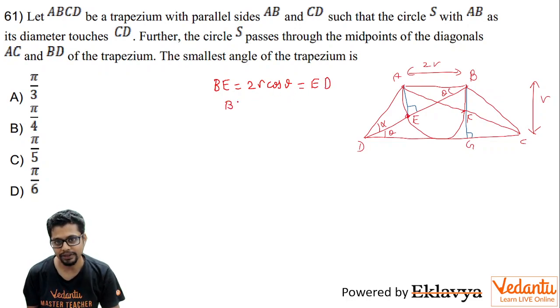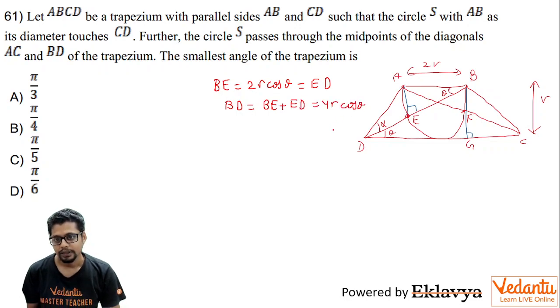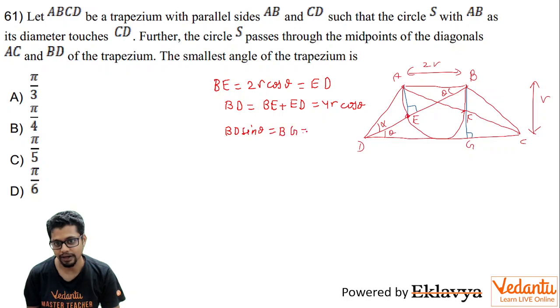So that means BD turns out to be 2r cos theta plus 2r cos theta, basically BE plus ED, so it is essentially 4r cos theta. Now if you consider triangle BDG, you can clearly see that BD sin theta is equal to BG, which is r, which we have already discussed. And BD is 4r cos theta. So you have 4r cos theta sin theta equal to r, or you can say sin 2 theta equal to half.